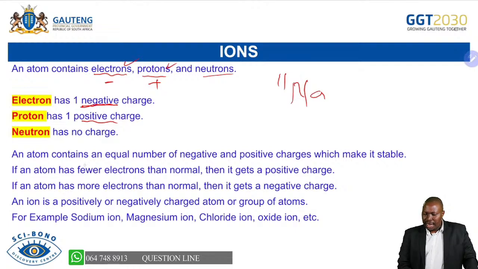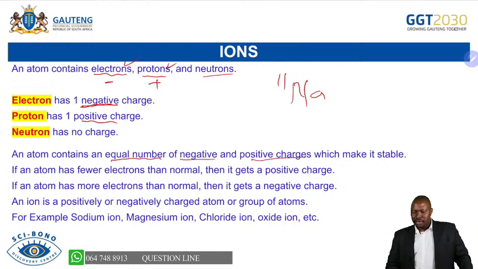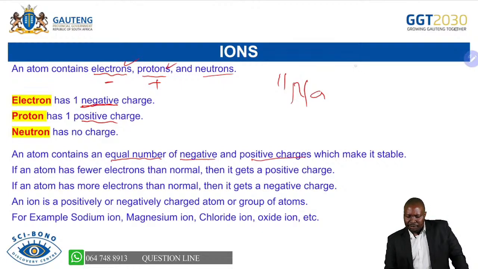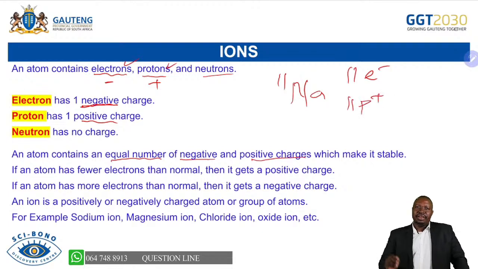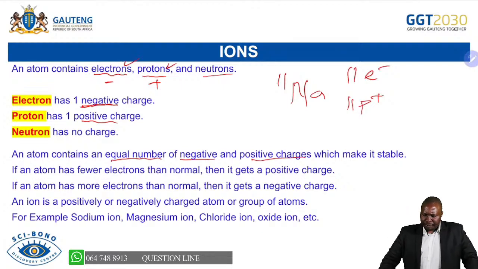So we're saying an atom contains an equal number of negative and positive charges. That's what I'm saying. When you see sodium like that in the periodic table, it's neutral. So it means it has 11 electrons, which are negatively charged, and 11 protons, which are positively charged. That's why 11 and 11 cancel one another. That's why we're saying it is neutral.